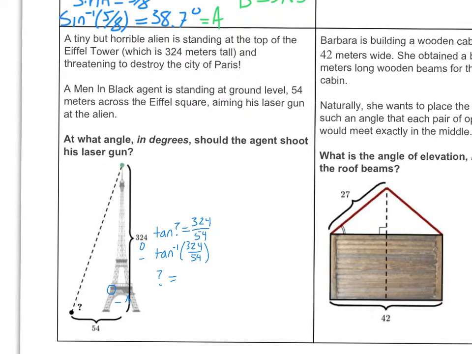Again, if you don't have a calculator, leave it like that. But that's not a useful thing as far as knowing what angle that is for most of us. Certainly not for me, I don't know what that means, but inverse tangent of 324 divided by 54 is going to be an angle of 80.53 degrees. Lovely bell there to end the trig stuff.